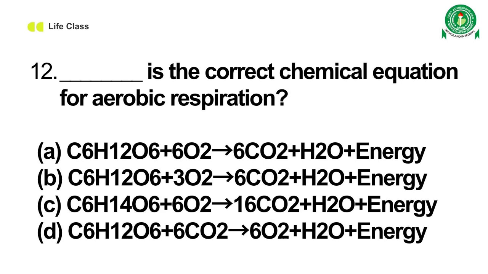Dash is the correct chemical equation for aerobic respiration. Now, if you know the definition of aerobic respiration, this shouldn't be a problem. So you have glucose broken down in presence of oxygen to give rise to carbon dioxide, water, and energy. So the correct answer is A. C6H12O6 plus 6O2 giving rise to 6CO2 plus 6H2O plus energy.